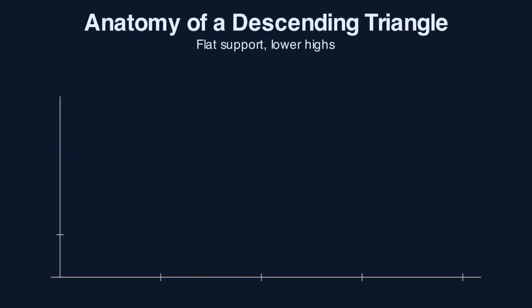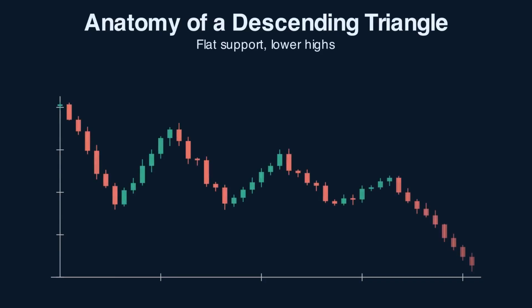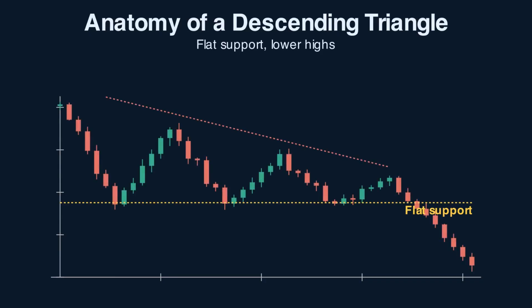Two boundaries define it. A flat horizontal support, the same floor where buyers keep stepping in to defend one price. And above it, a falling trend line of lower highs as sellers offer stock at cheaper and cheaper levels. As those lower highs press down toward the flat floor, price gets squeezed into the apex.